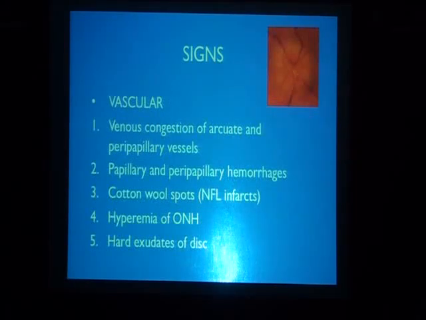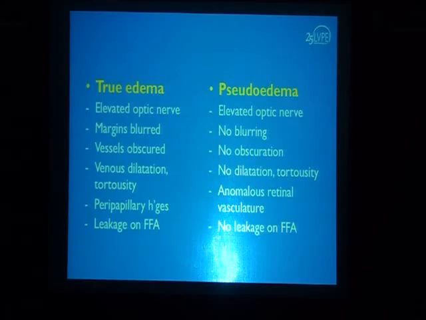And there are vascular signs. I think this is also very, very important. Vasculars are mainly venous congestion, papillary or peripapillary hemorrhage, cotton wool spots, basically because of exudation, and hyperemic looking optic nerve head and hard exudates. And this has already been described.